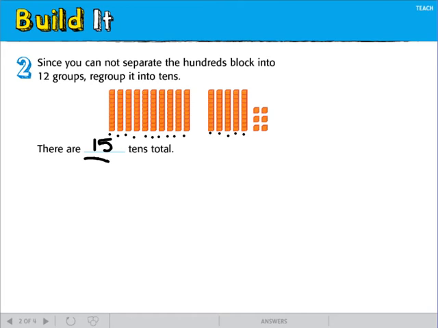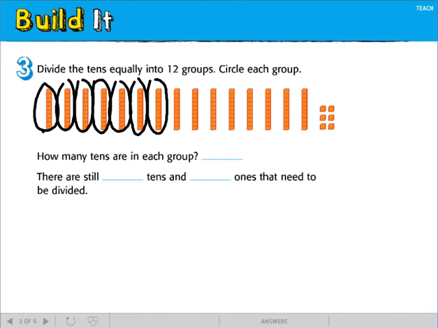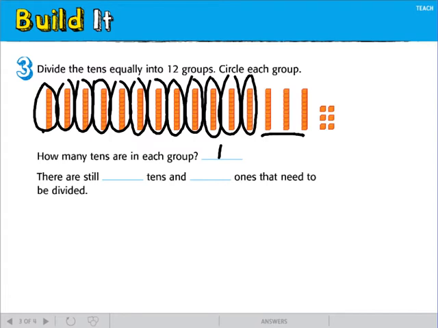So that's what I'm doing here. So now I have to go 12 groups. So here's one group, two groups, three groups, four groups, five groups, six groups, 7, 8, 9, 10, 11, and 12. So how many tens are in each one of my 12 groups? One. There's 1 ten in each one of my 12 groups. Now I do have some tens that are left over, but there's not enough to separate into groups.